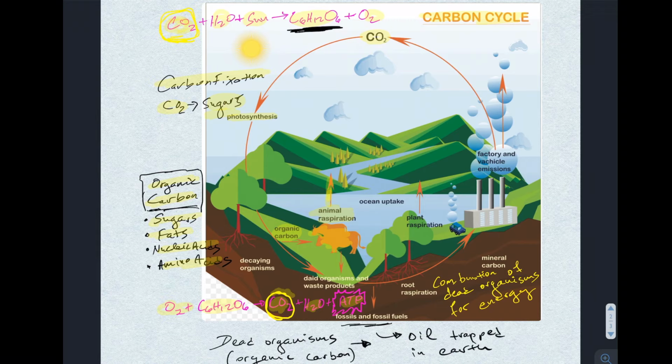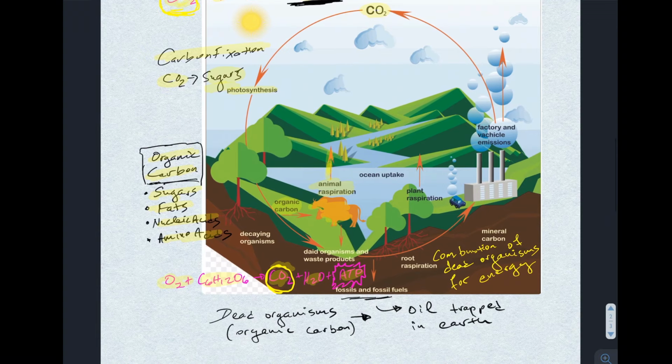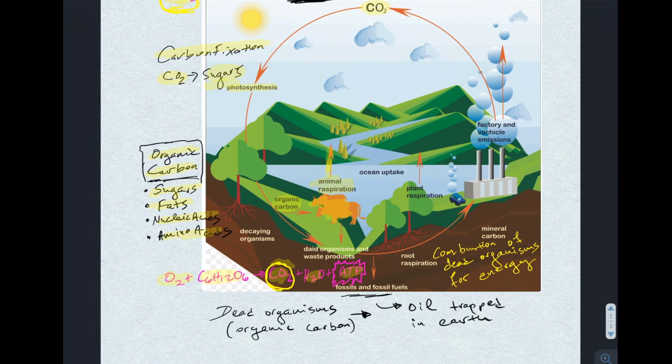What is interesting to note is that our society is now based on fossil fuels for energy. And where do these fossil fuels come from? When organisms die, their bodies start breaking down, and those bodies can get trapped in the earth. And over millions of years, dead organisms will turn into the oil that is trapped in the earth.